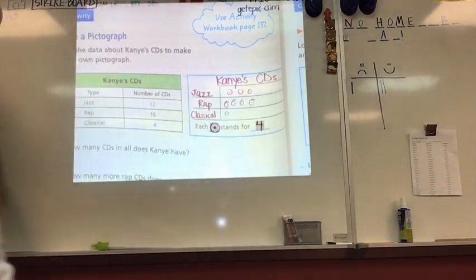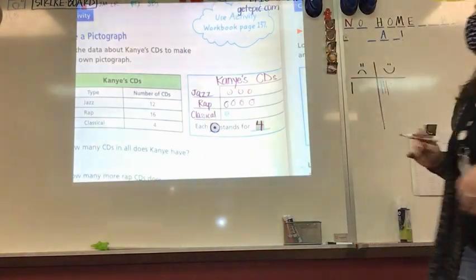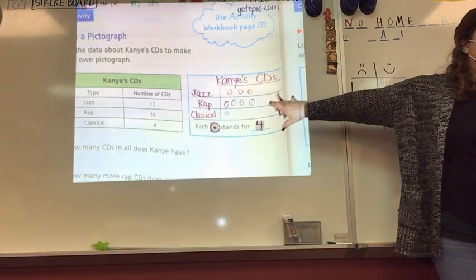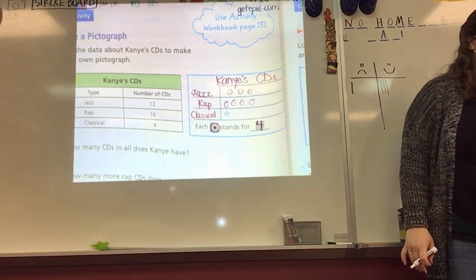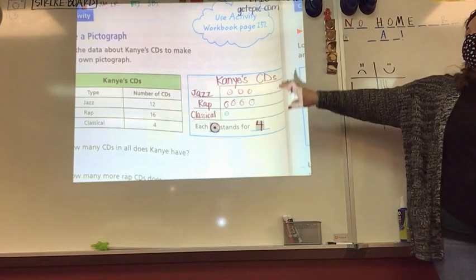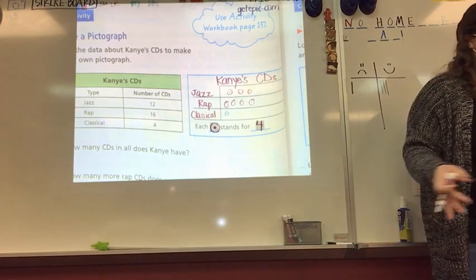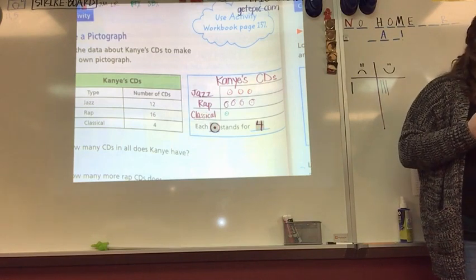Nice work on this, guys. That's another point for you. Now I have to tell you, this is an awesome start. As we get more practice with our pictographs, I am going to get really picky. The reason we do pictographs or bar graphs or frequency charts is so that we can look at numbers and answer things a lot faster.